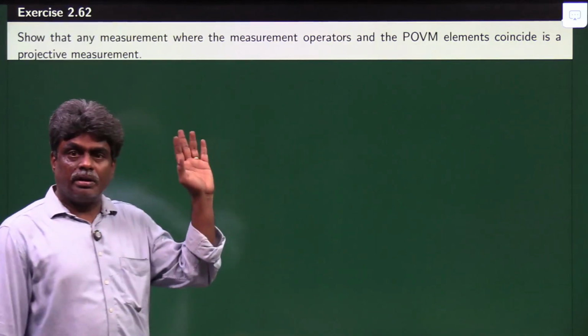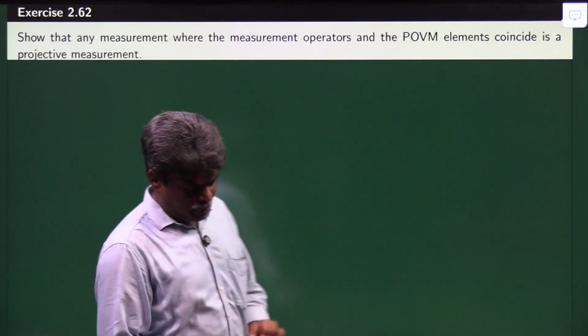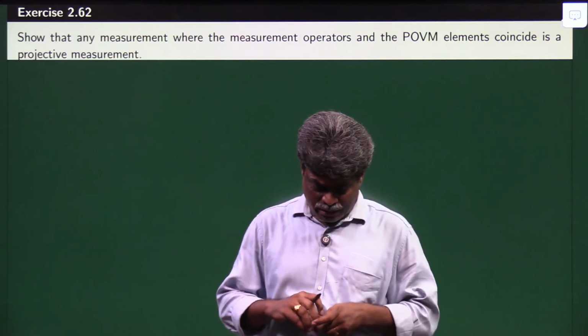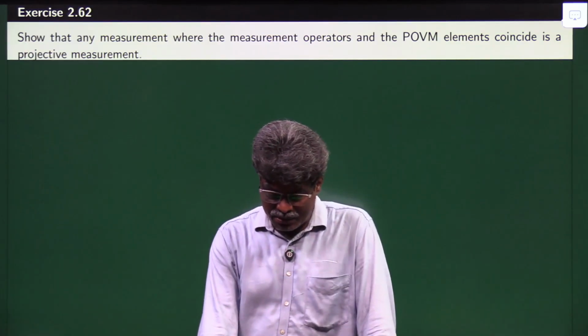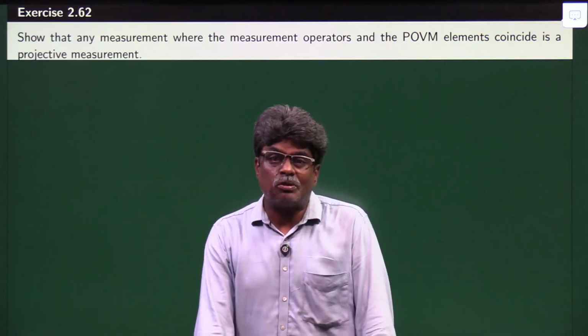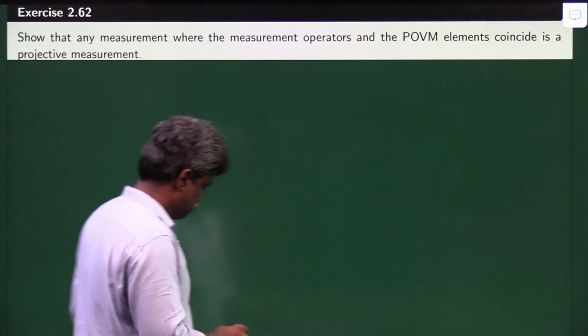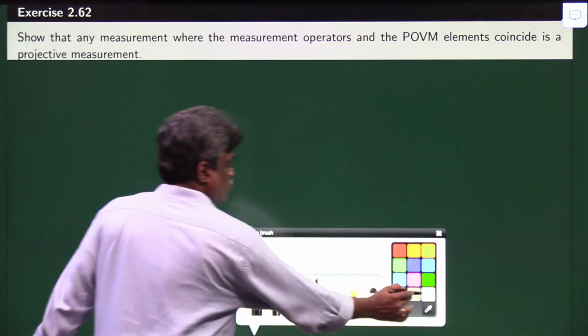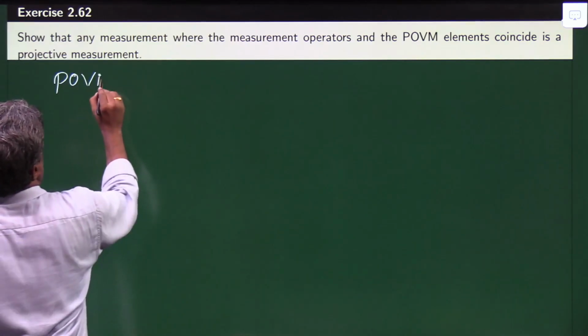So this is our next question. Show that any measurement where the measurement operators and POVM elements coincide is a projective measurement. So first, what is meant by POVM? So what is this POVM?